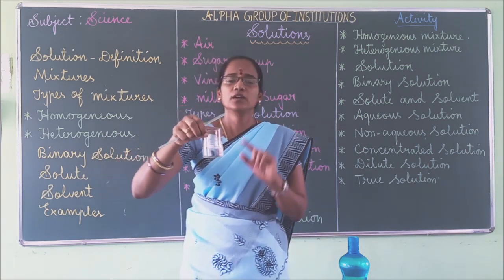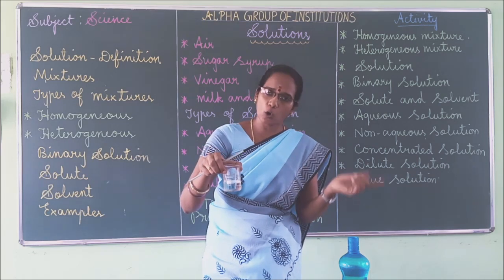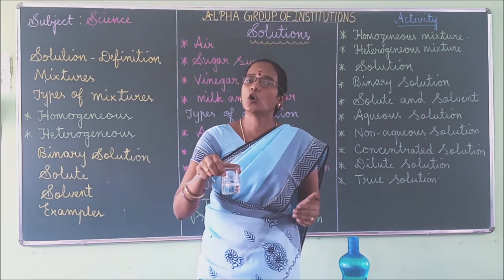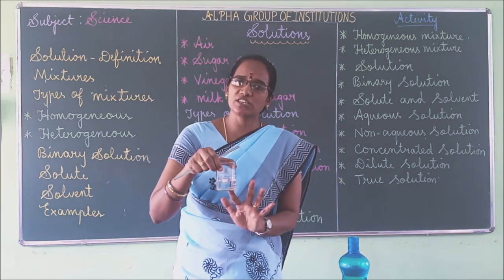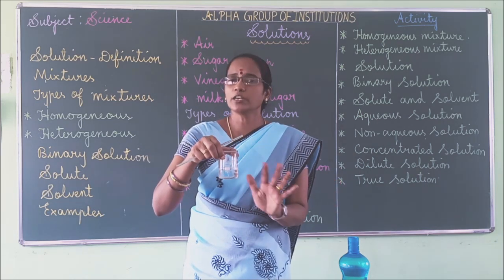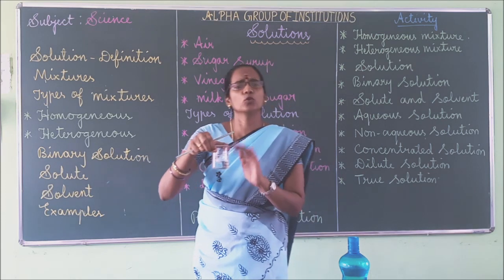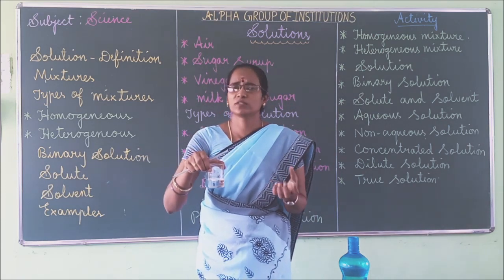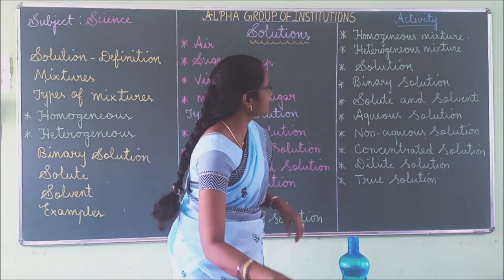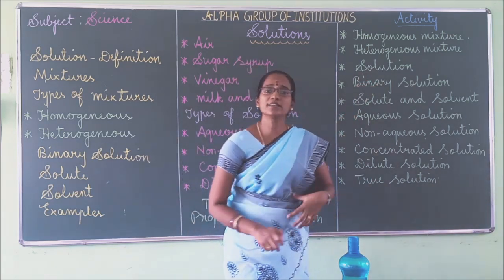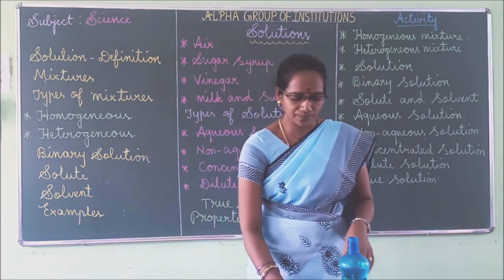Understood, children? So now you know the difference between homogeneous and heterogeneous. Homogeneous means components mixed uniformly, whereas heterogeneous means components are not uniform. Instead of this, you can use many samples, many substances. Okay, right. What is the third one? Third one is solution.